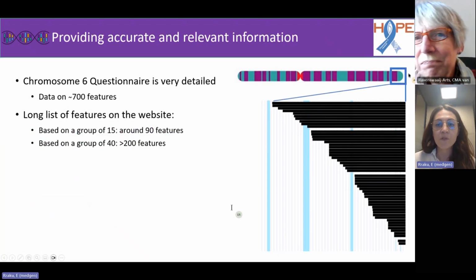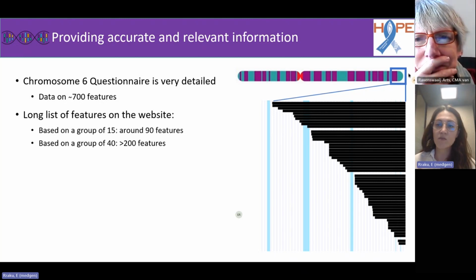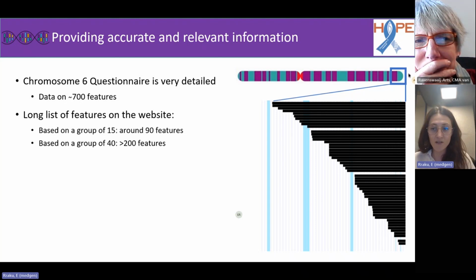The chromosome 6 questionnaire, which we have also mentioned in other presentations and where we collect the medical information from, is very detailed. This means that for most individuals in our database, we have information on around 700 medical problems, developmental and behavioral issues. Now, not all 700 problems will be present, of course, but we know if each of these features is present or not in each child for whom this questionnaire has been filled in, which is great because it means that we now have the data to provide information to parents.